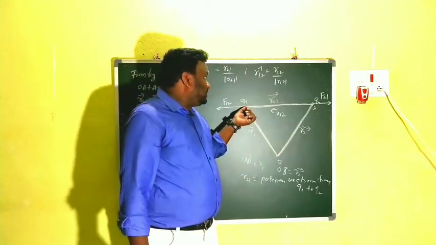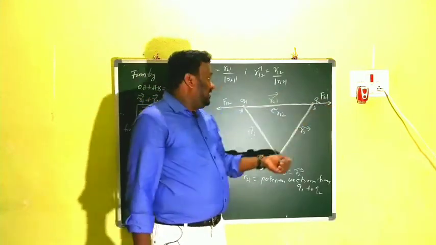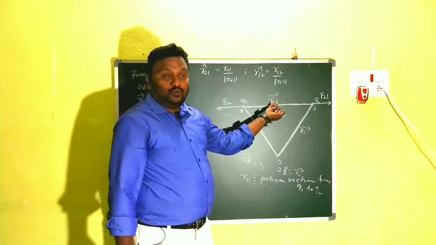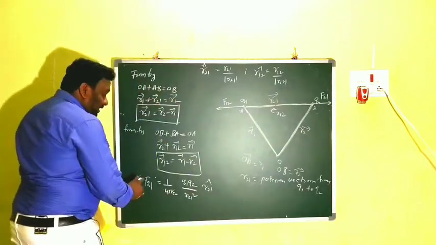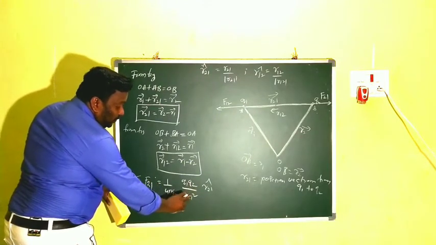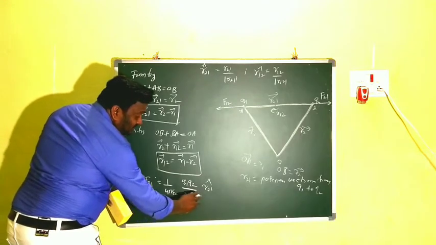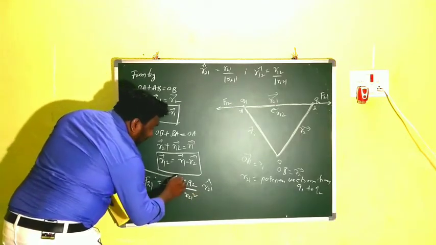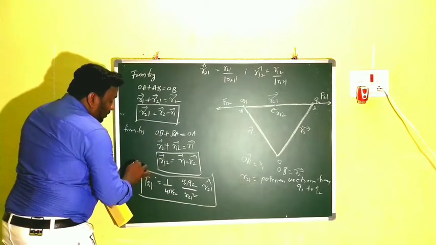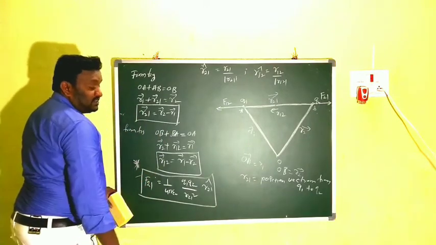That means the force is in this direction. That's why here I am taking R21. Clear? F21 is equal to 1 by 4 pi epsilon naught Q1 Q2 by R21 square into the unit vector of R21. This is the vector form of Coulomb's inverse square law. Clear?